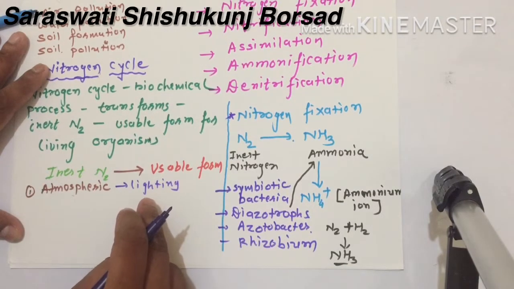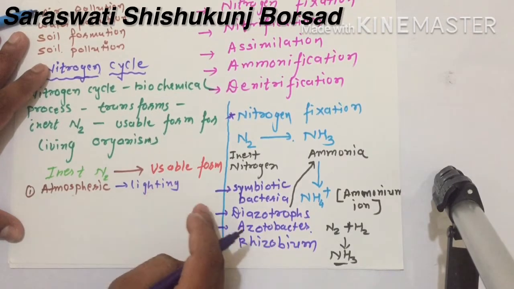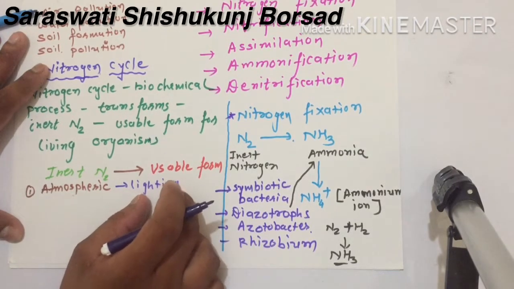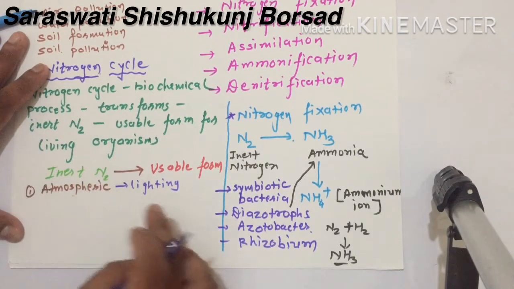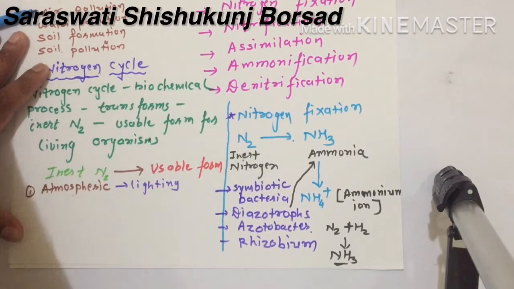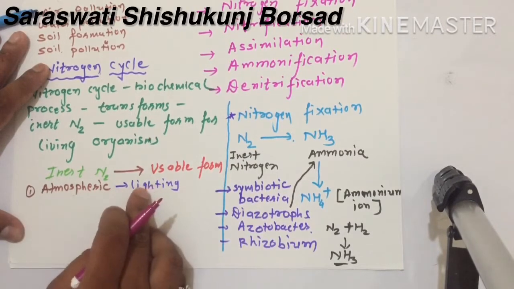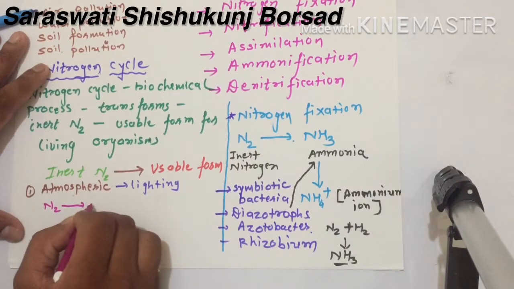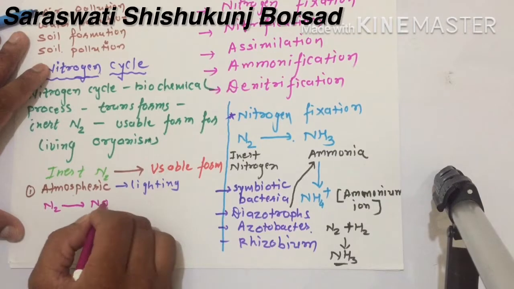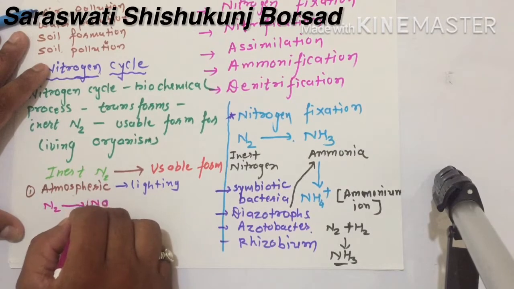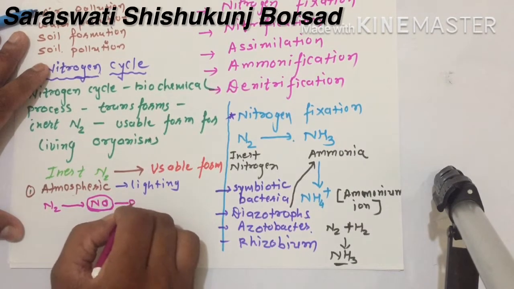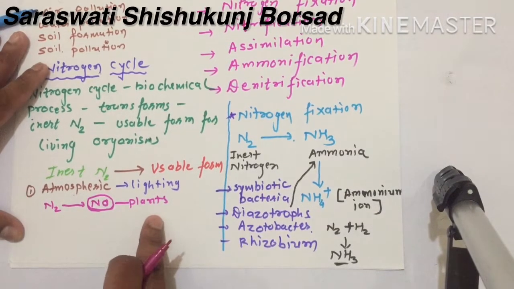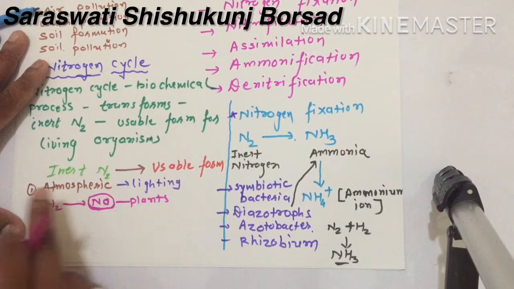nitrogen is broken and converted into nitrogen oxide, and that will be used by plants. So here we can say that in atmospheric fixation, during the process of lightning, nitrogen is converted into nitrogen oxides, and it can be N2O, NO2, right? And this is used by plants.